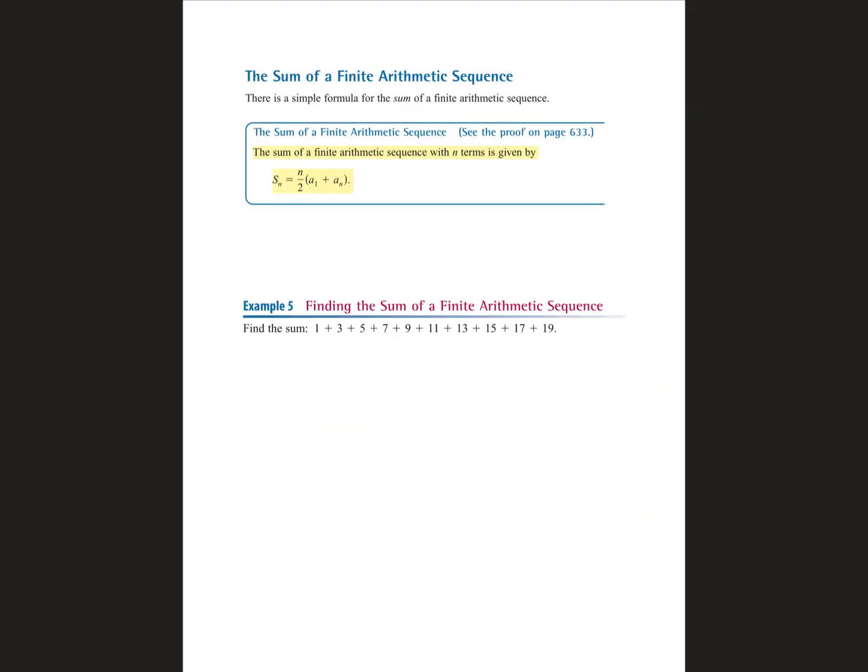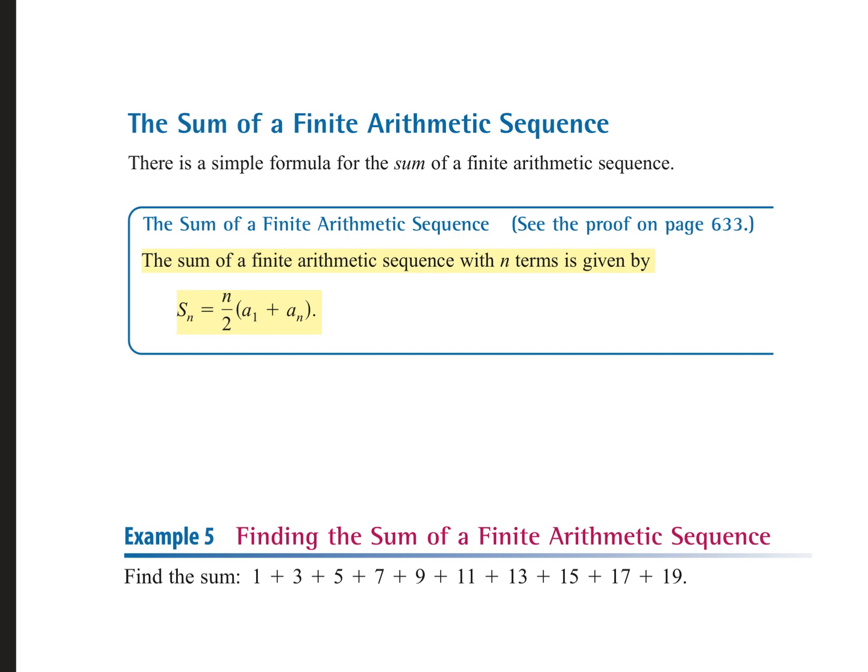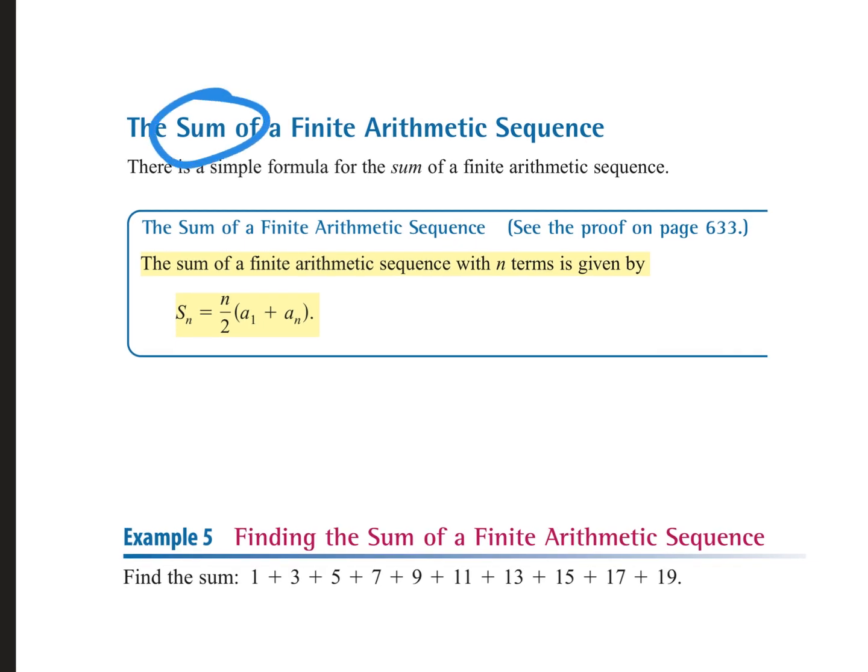All right, so now let's do a couple different things. First of all, I see the word sum. What does that mean? Addition. Okay, good. We're going to talk about two different kinds of sums. We're going to find the sum of a finite arithmetic sequence and then the partial sum. Here is the formula for this.